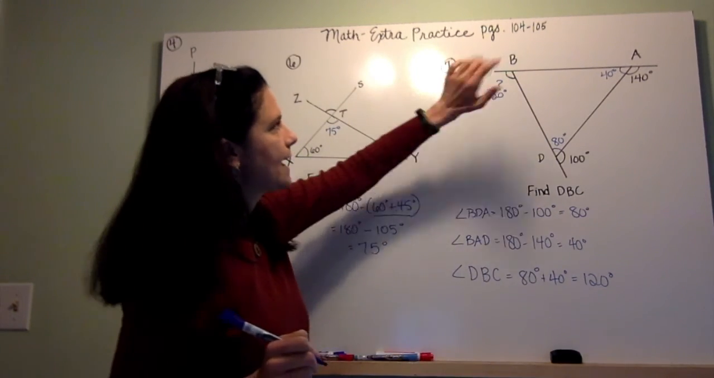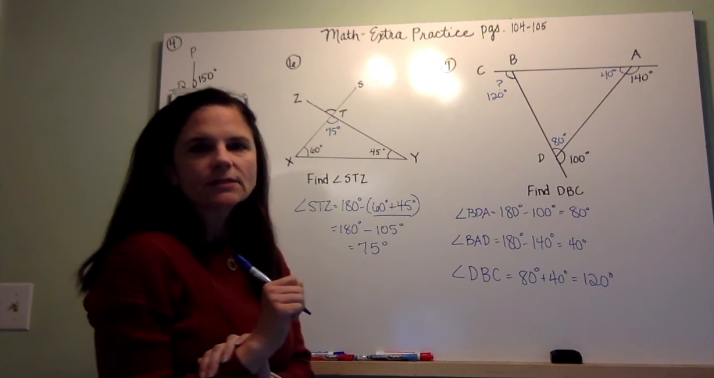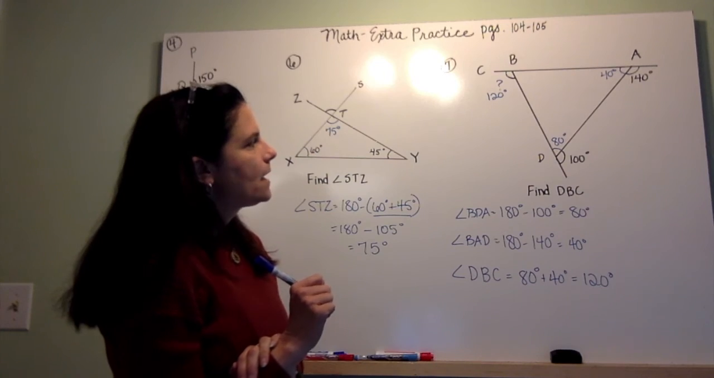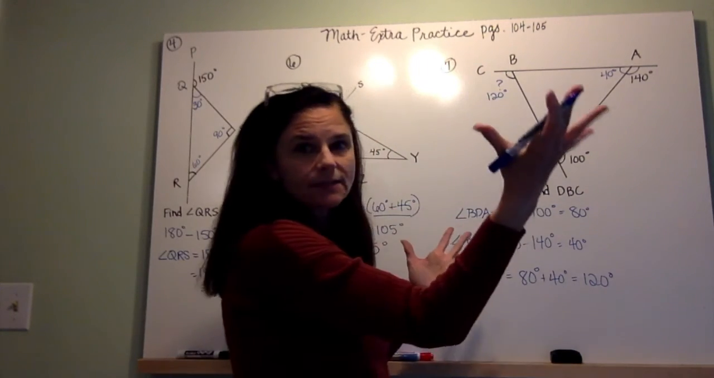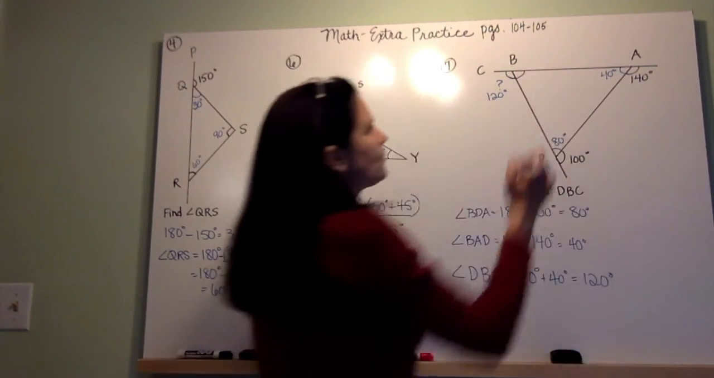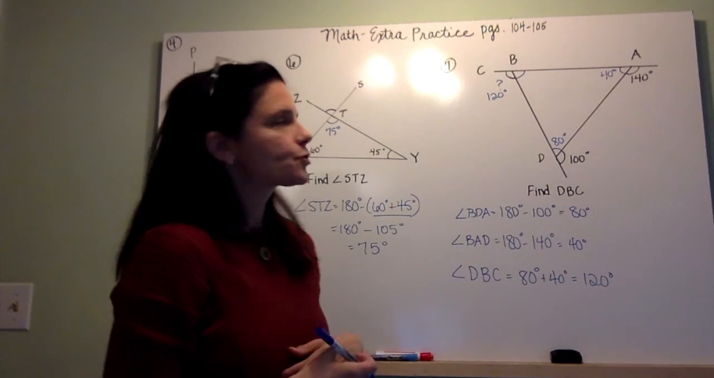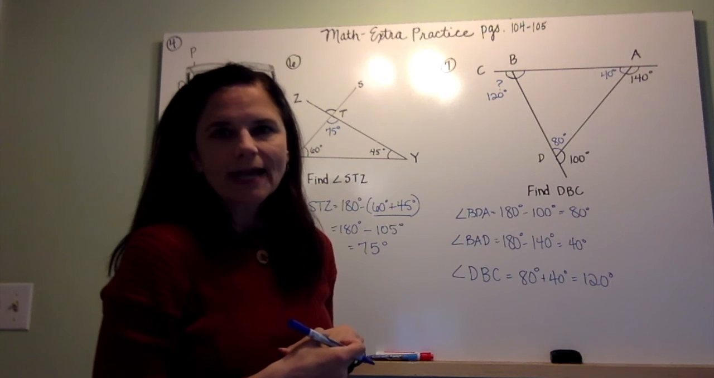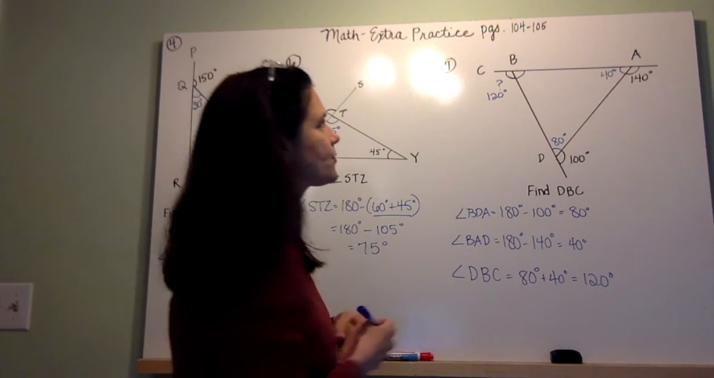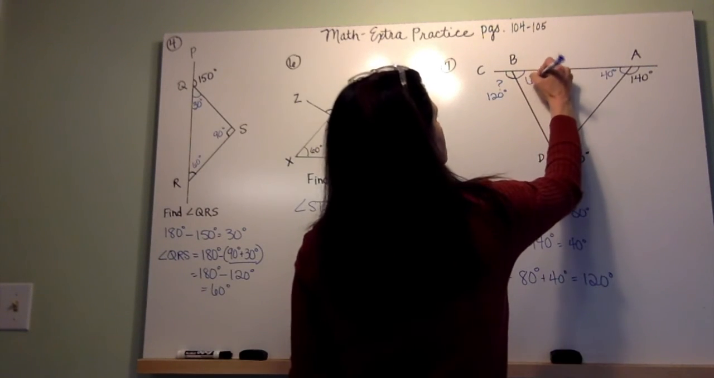Is that reasonable? Yes, that is obviously an obtuse angle. So we're not being asked this, but what would this angle be? Well, that third unknown angle of a triangle would simply be 180 degrees minus 120 degrees, which is 60 degrees.